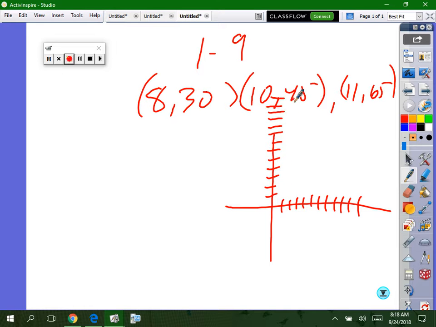Okay, so I'm going by 5s on this data. So 8, 30, going up 1, 2, 3, 4, 5, 6, 7, 8 right there. 10, 45. And 11, 65. That could almost look linear even, huh? Okay, so it could be a quadratic or it could be linear. So we could go ahead and write an equation depending on what it is.